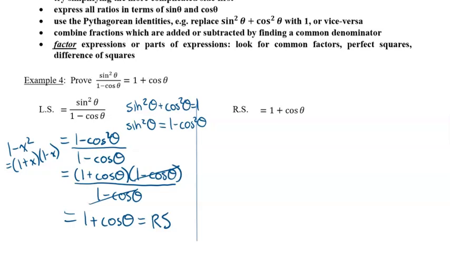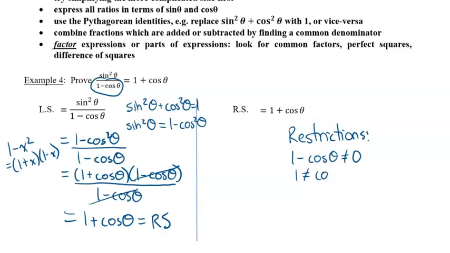But don't finish too soon. Don't forget your restrictions. That's the last thing we have to do. Well, what are the restrictions? We have here that 1 minus cos theta cannot be equal to 0. This entire denominator can't be equal to 0. Well, if I rearrange that, I get that cos theta cannot be equal to 1. Well, this is a little more complicated than ones we've seen before, because before it was just 0. Well, what is cos theta equal to?